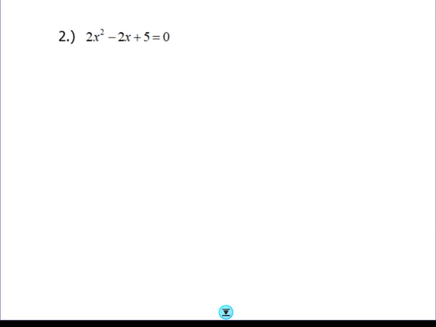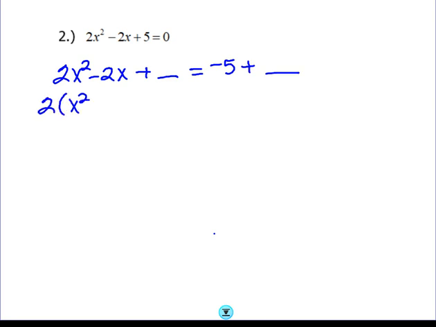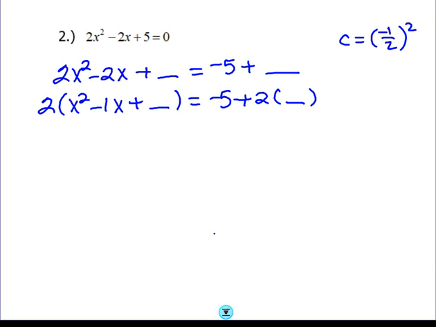All right, let's try one more. All right, here I've got a lead coefficient. So I'm going to isolate first. Factor out my 2. Don't forget, because I factored out a 2, I'm going to have to multiply on the other side. Find c. It's half of b squared, which is 1/4. So we've got 1/4 on each side now.